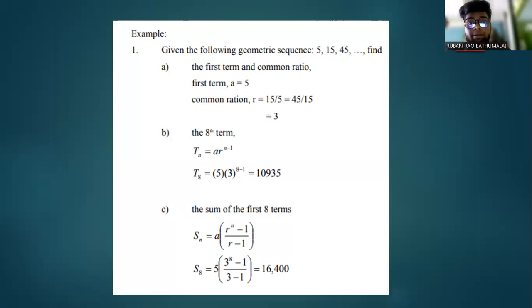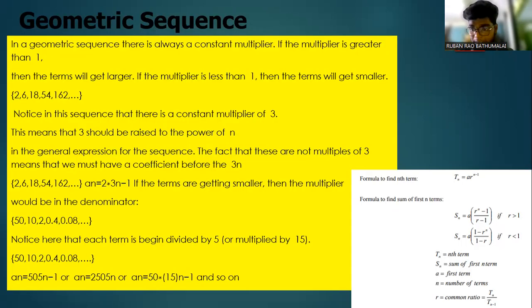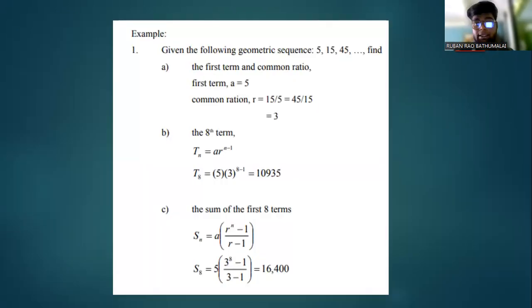First, the question asks for the first term. The first term is already known: 5, they are starting with 5. And the common ratio r equals Tn over Tn minus 1. Here, 15 over 5 equals 45 over 15. We just cancel 45 by 15 and get 3.